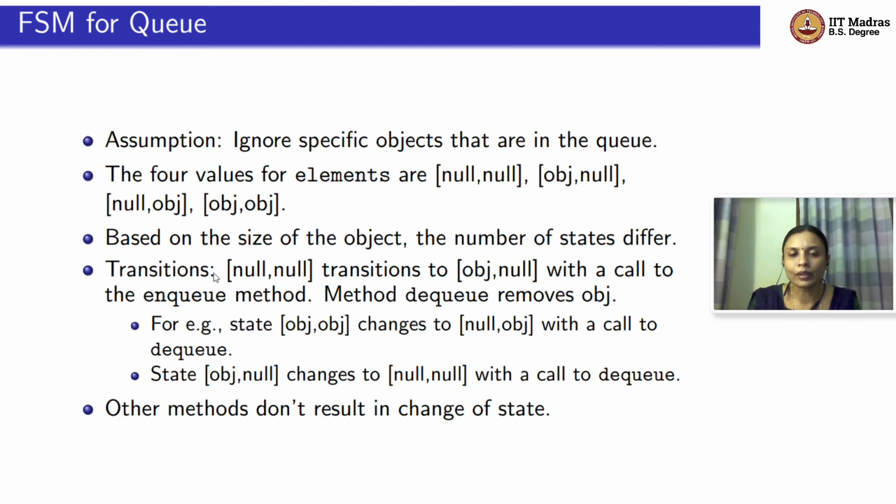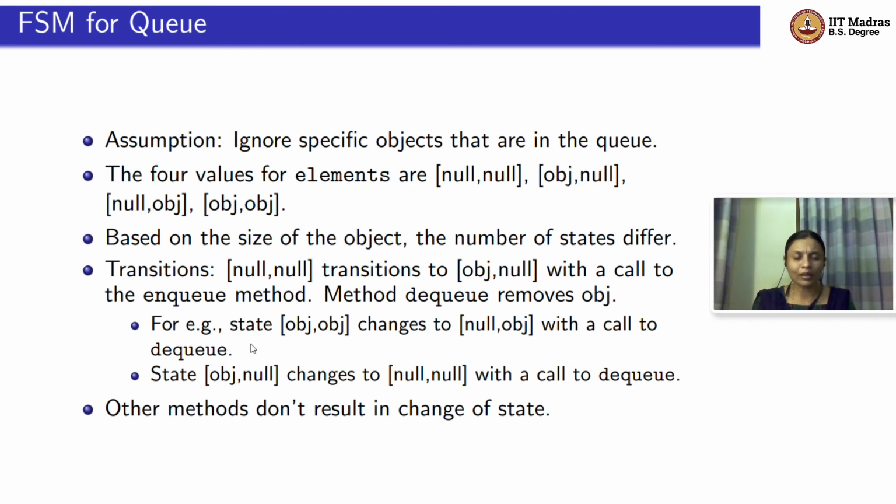Suppose an enqueue method is called, then null null will get replaced with object null because an object of type O has been added to the queue. Similarly, a dequeue method will remove the object. For example, if I have a full queue, after dequeuing, I'll get null object. Suppose I had object null, then after dequeuing, this object will get removed and I'll get null null. Ideally, I should have drawn this finite state machine, but it would have a lot of options and become a cumbersome drawing. So I'm just describing the states and transitions verbally.